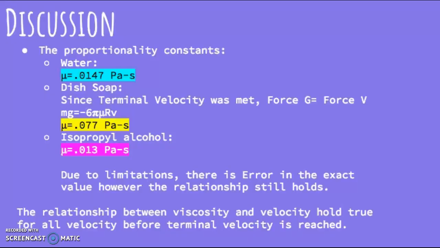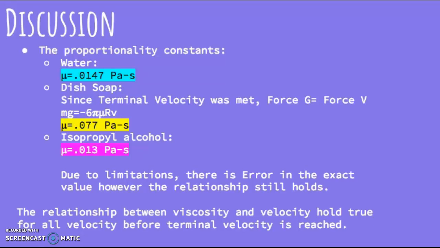Using the forces in our data tables, we were able to solve for mu, the proportionality constant, as shown below. To find mu of dish soap, we knew that terminal velocity was reached, so force of gravity equals force of viscosity. To find mu for water and alcohol, terminal velocity was not reached, so we solved for mu with the equation F net equals mass times acceleration, which equals force of gravity plus force of viscosity.